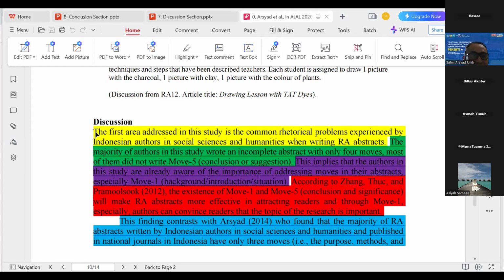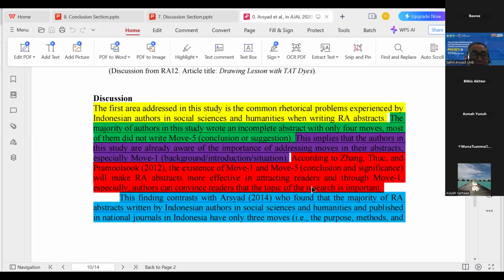So the first paragraph of the discussion section consists of three moves: move one, move two, and then move five here. That is the interpretation, or the meaning, of the finding.